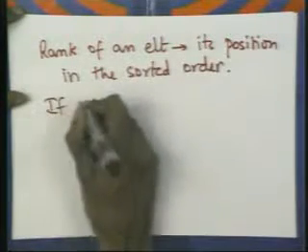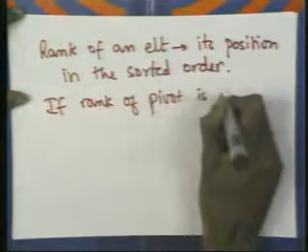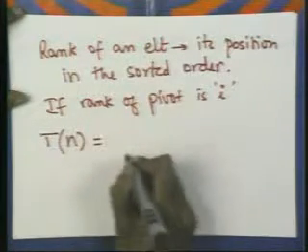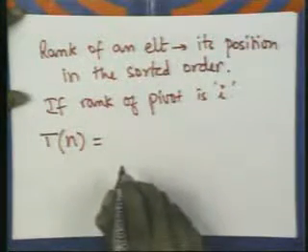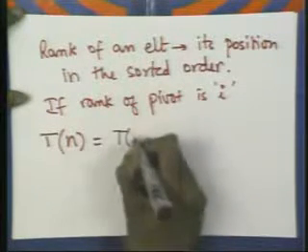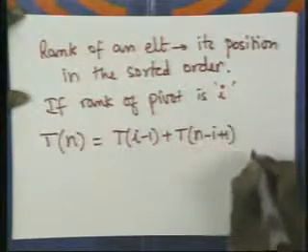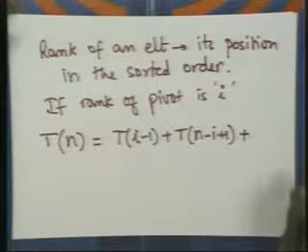So everything depends on the rank of the pivot. If the rank of the pivot is i, then the time taken: there will be i minus 1 elements on one side and n minus i on the other side. So it is T of i minus 1 plus T of n minus i, plus the time taken to partition the array.